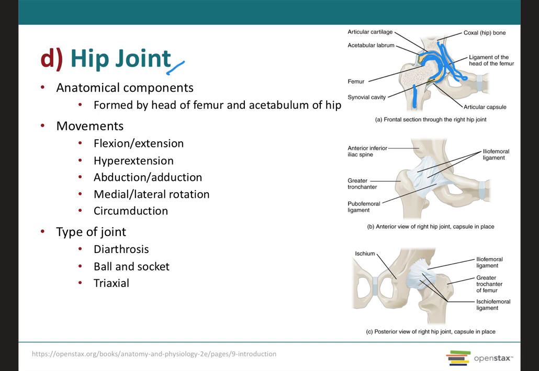Now, this big fossa is what will limit the movement of the femur in the hip joint because the fossa is very deep compared to the shoulder joint. With regards to movement, since it's also a ball and socket and a triaxial, it will do the same movements that the shoulder joint does. So flexion and extension, hyperextension, abduction, adduction, medial and lateral rotation, in addition to circumduction. But again, it's going to be more limited than the shoulder joint.